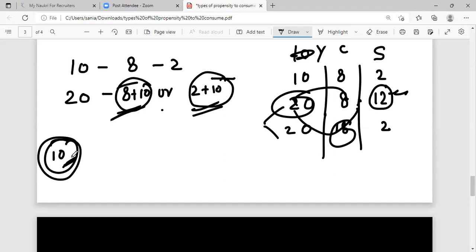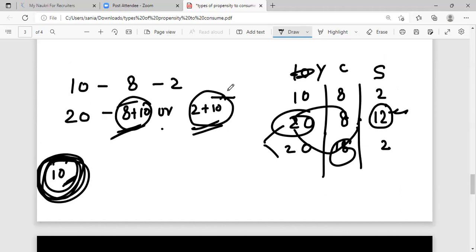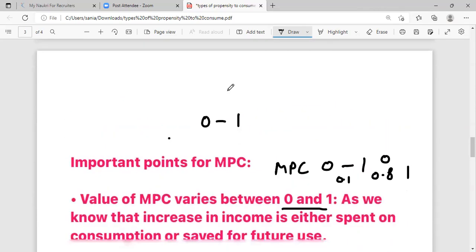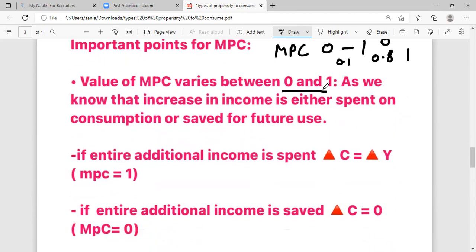Yes, teacher. Right, so the extra money which you are getting, you can either use it for consumption. Like I got 10 rupees extra and I ate chocolates for that. I didn't save any amount. Or instead of consuming extra, I said no, this extra money I'll keep in my bank and I'll be saving it. So this is what you can do. You can use it for consumption or for savings, right? So as we know, the increase in income is either spent on consumption or saved for the future.